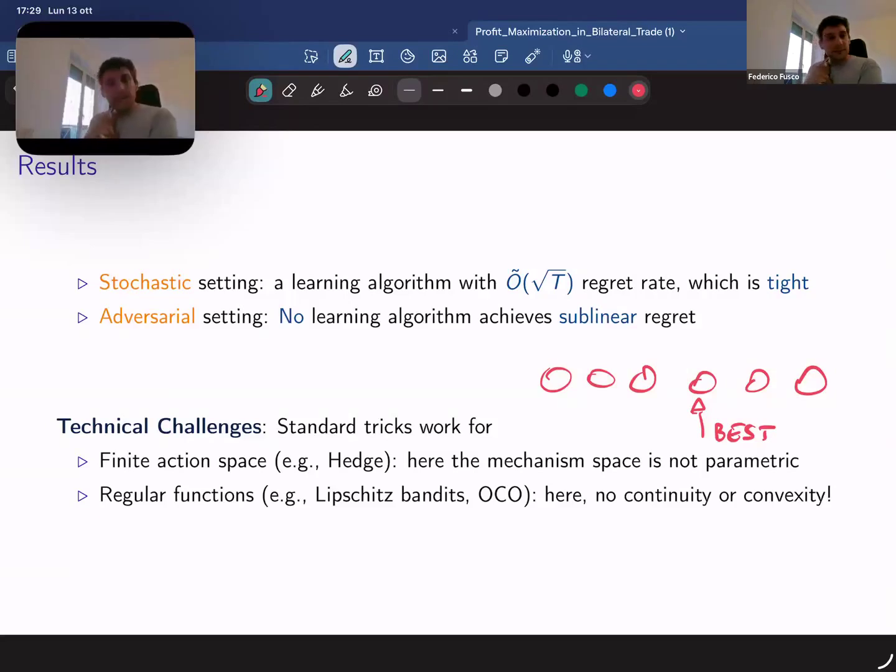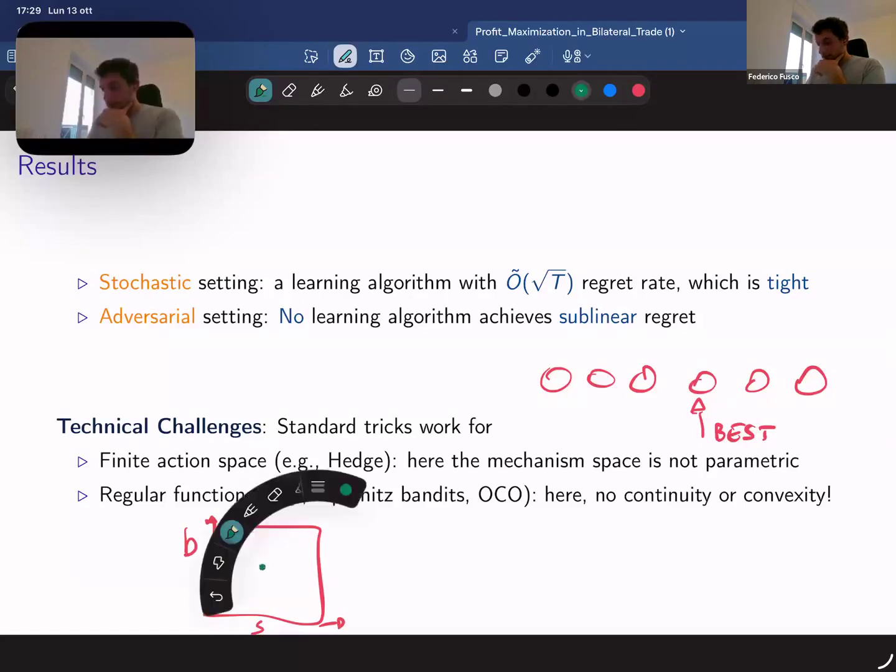Now, actually, this is not the case for our problem. And this is simple if you think about it. Imagine that you have a super simple distribution. So this is the square. Here you have the valuation of the seller. Here you have the valuation of the buyer. And let's say that the distribution is extremely simple. It's a unique point here.